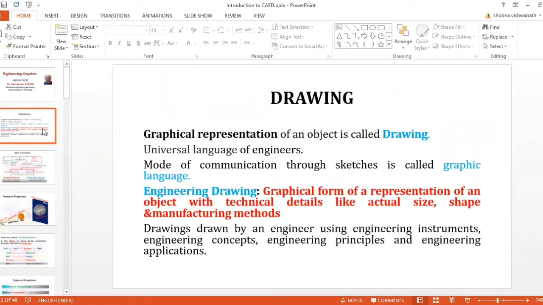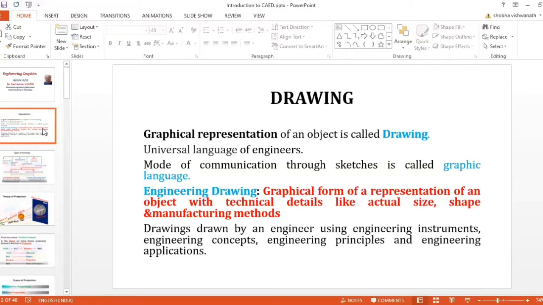What is drawing? Drawing is the graphical representation of an object. It's a universal language of engineers. The mode of communication through sketches is called graphic language. So what is engineering drawing?